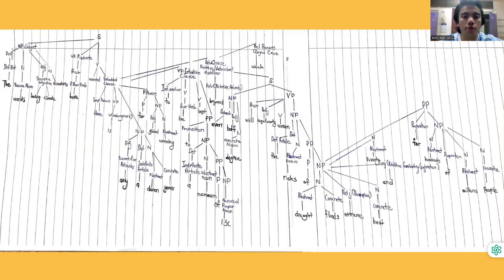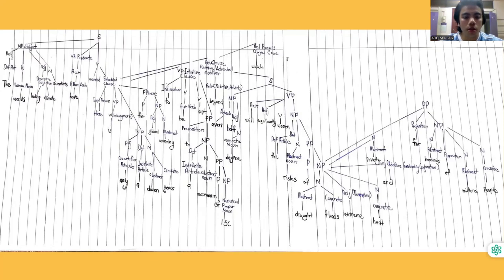Next, modifiers and lists. The list of risks, droughts, floods, extreme heat, and poverty is presented as a series of noun phrases connected by conjunction. The reason why I chose this sentence is because it covers almost every chapter that we have studied so far, such as noun phrases and determiners, relative clauses, passive constructions, participial phrases, and also complex sentences and subordination. It's a perfect example of how these structures work together in real world writing.